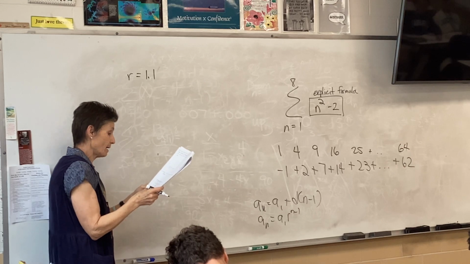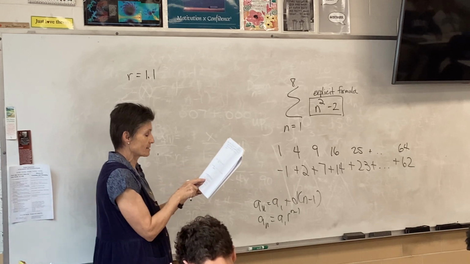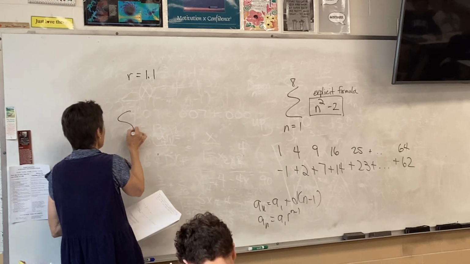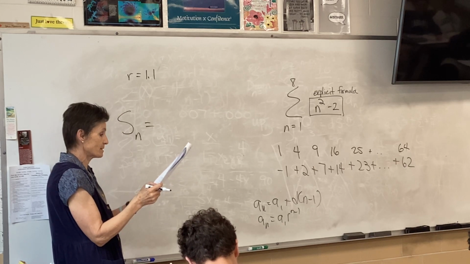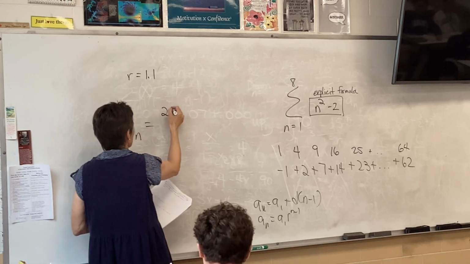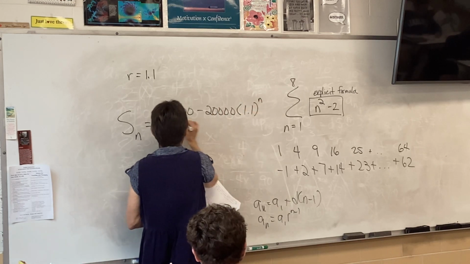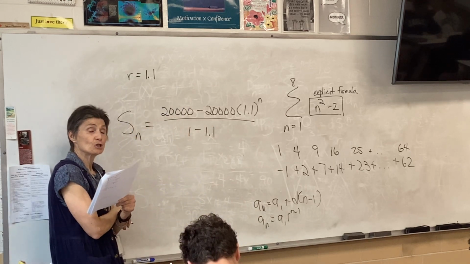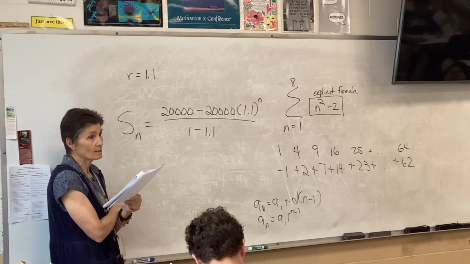Write a formula for the balance in the account n years from the start. The starting point is that 1996 thing. So from that starting point, we're writing a formula for the nth term. You said it's geometric. The first term is 20,000. The ratio is 1.1. Isn't that your formula? It's a geometric sequence. We know the starting number and we know the ratio.